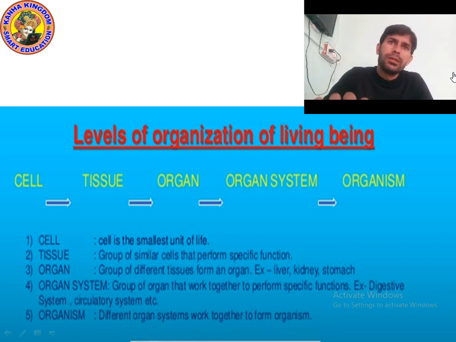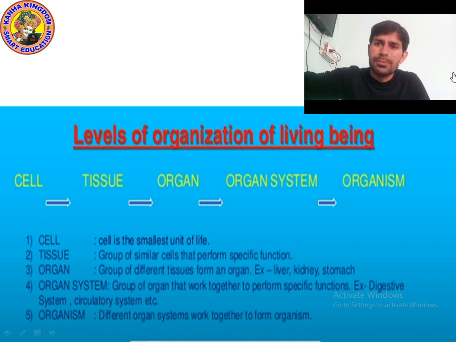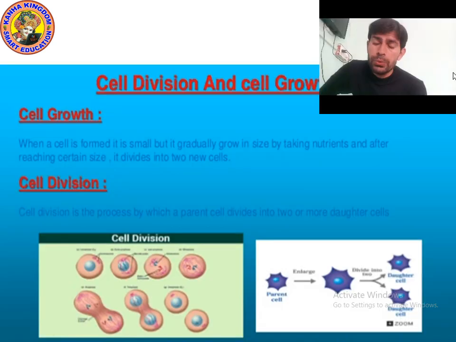Okay, now let's study the last point, cell division and cell growth. So kids, in 10th class and 9th class you will study them in detail. We will not study in detail now. Cell grows slowly when it gets nutrients. Whatever we eat is absorbed by the cell, and then its size increases.